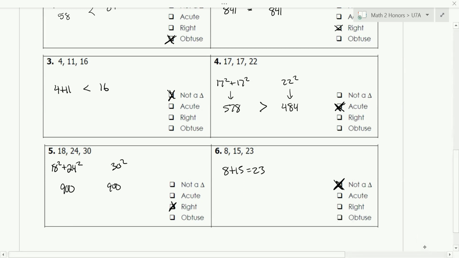Okay, so what do we get for 3? 3 is not a triangle because 4 plus 11 is less than 16. Number 4 is acute triangle. Number 5, a right triangle. And number 6, not a triangle. Okay. So anyhow, I just want to make sure you're aware of how you can classify what kind of triangle you're looking at using the Pythagorean theorem.